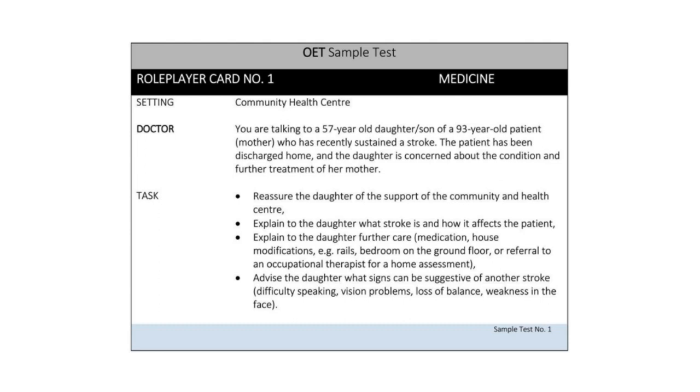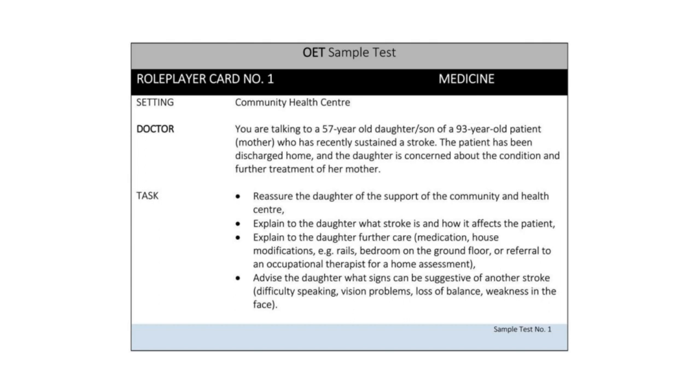Now you need to make a transition from task number 2 to task number 3. You can do it in different ways, but one of the possibilities is saying, for example, "Okay, now that I have explained what a stroke is, let me tell you about the further care of your mom at home." And then you go over task number 3. When you finish task number 3, we can ask, "Do you have any other questions?" And then probably the daughter or the son will ask you something.